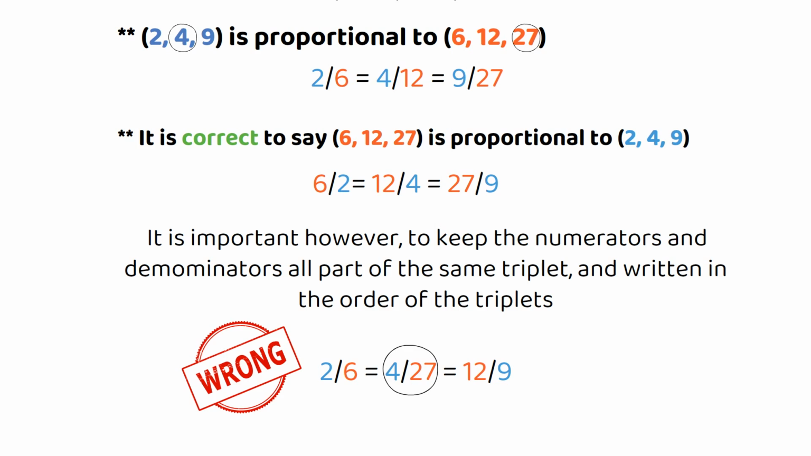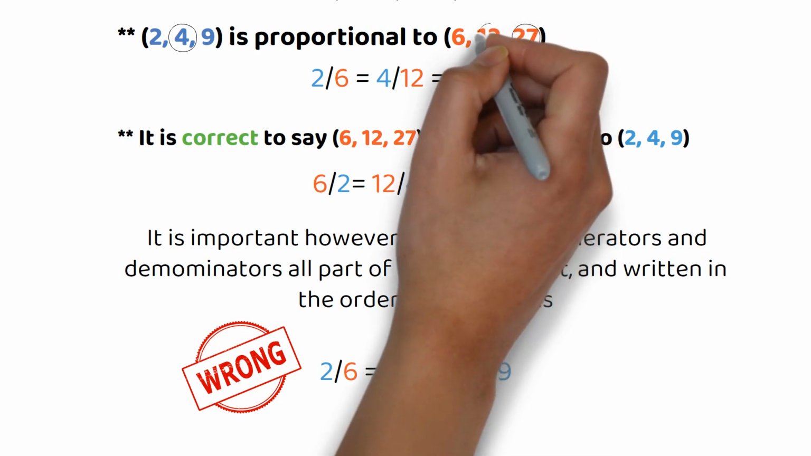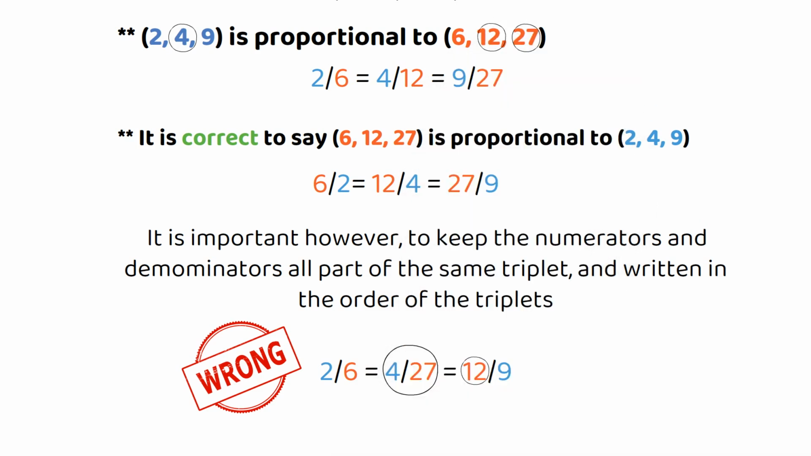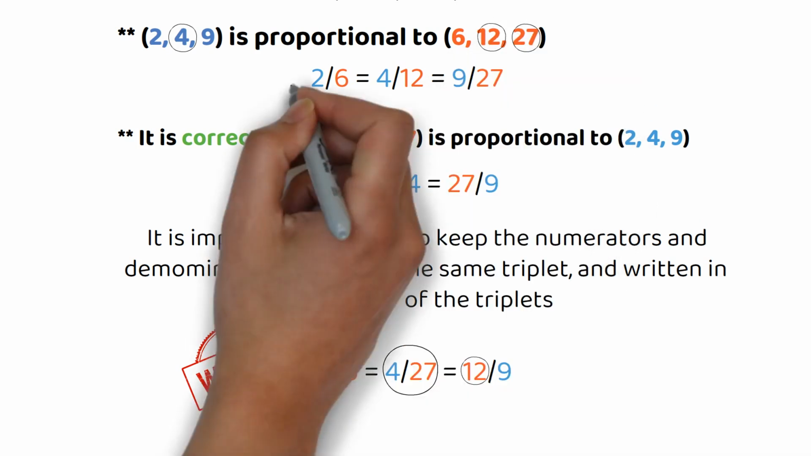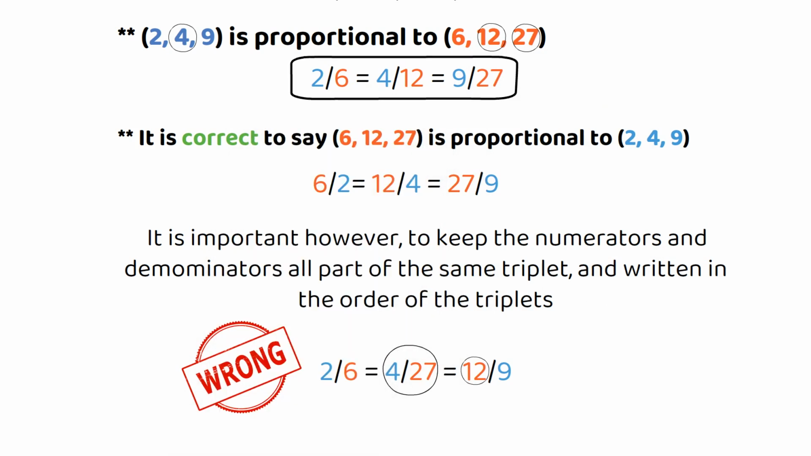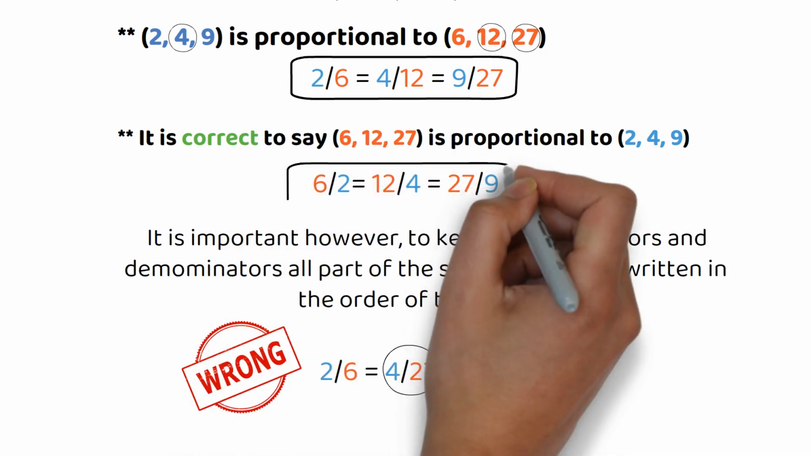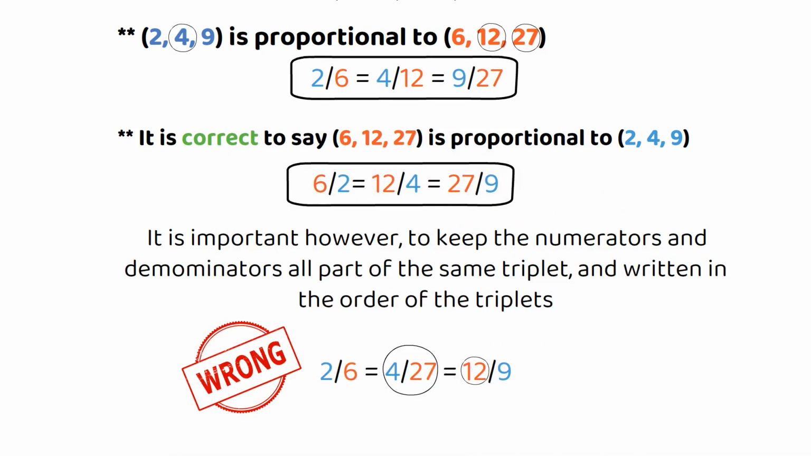Another issue to watch for is that the numerators of the fractions also need to be consistent. In our example, we have 2, 4, and then 12, but 12 is from the second triplet, not the first. When we set up the fractions for these triplets, it's important to keep the numerators and denominators with the corresponding triplets written in the same order as the numbers that appear in our original triplets.